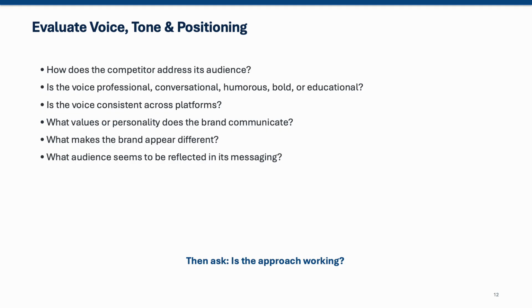Look at the values and personality communicated through their content. Also, consider what seems to distinguish the brand from others in the same space. Then connect this back to what you learned in Module 4. Who appears to be the audience for this communication? And ultimately, ask whether the approach appears to be working.